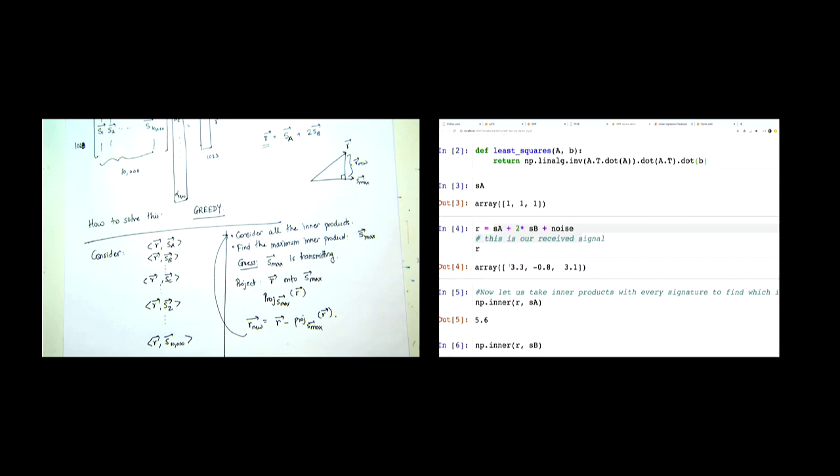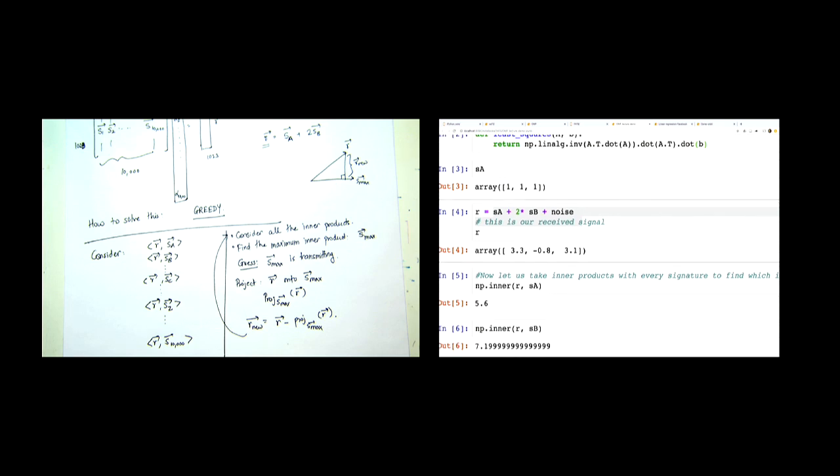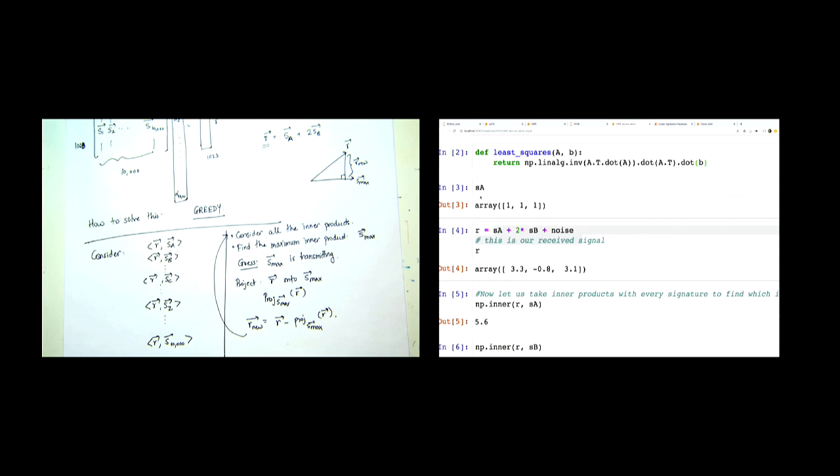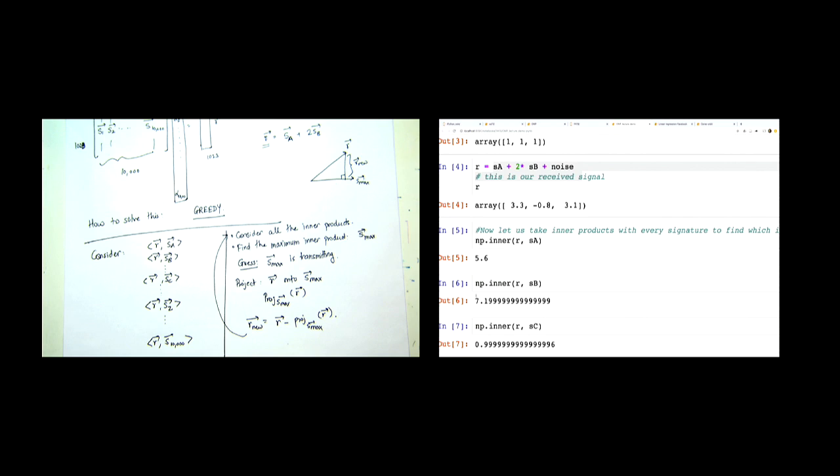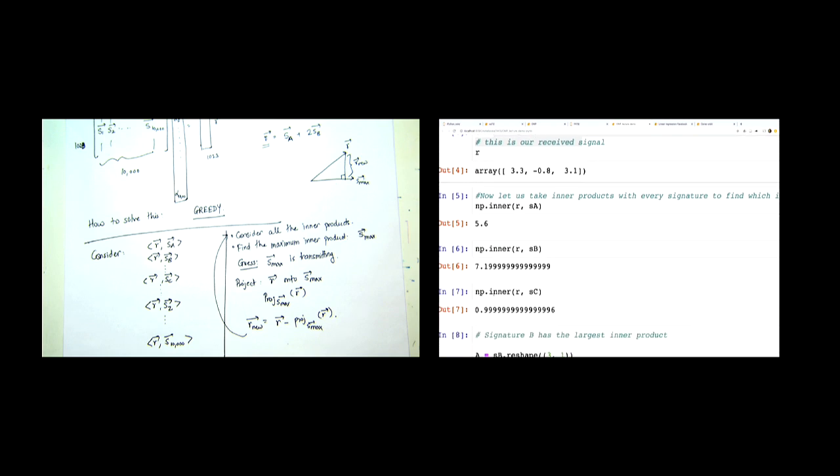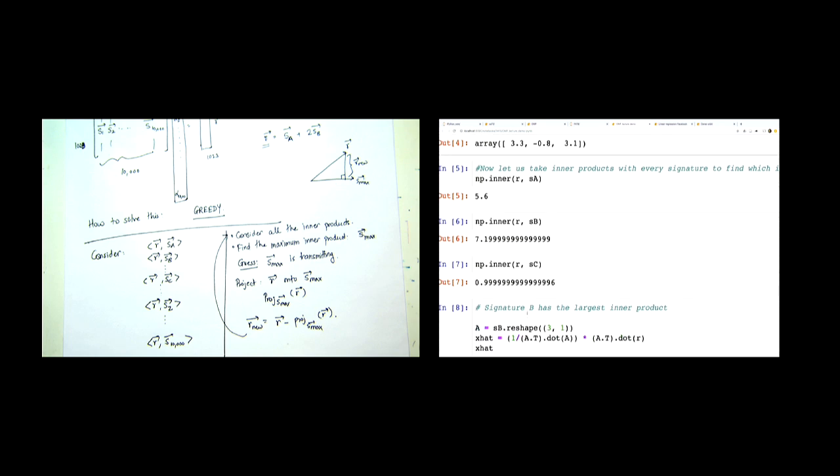So now I'm going to take the inner product of this with SA, and I get 5.6, right? I take this R dot SA. Everyone with me here? Then I take the inner product of R and SB, and I take the inner product of R and SC. Now that you see these inner products, which is the strongest signal that is present in R, based on just looking at these inner products, not looking at R?